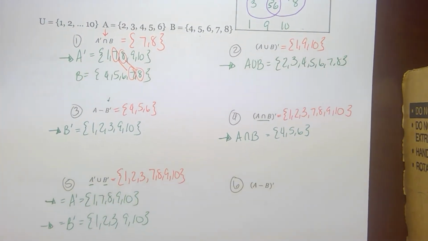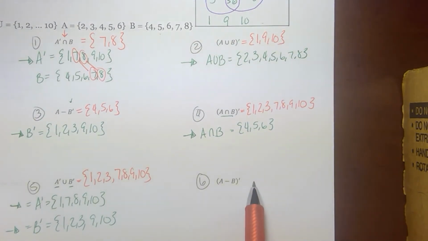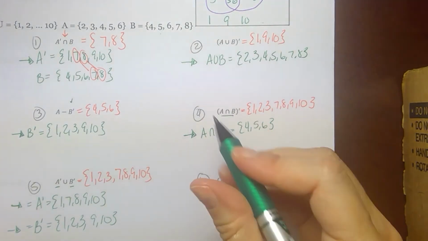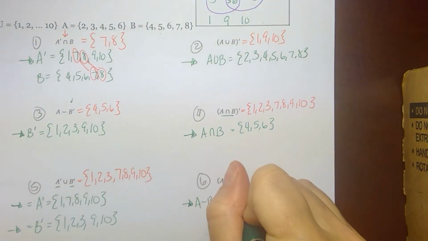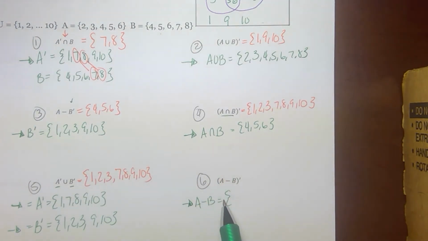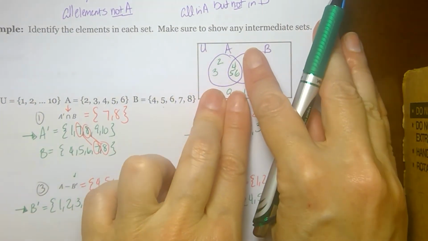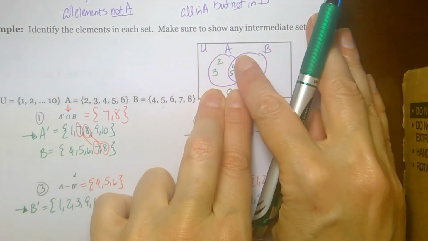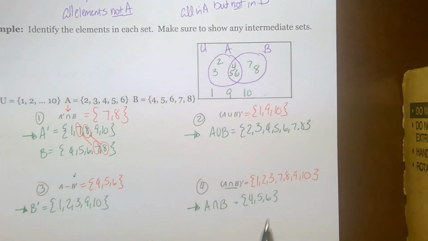My final question here, number 6, is the complement of A minus B. So before we can take the complement, we have to find A minus B. That's my intermediate set. To find A minus B, I start with set A, and then I take out anything that's also in B. So A minus B is just 2, 3.